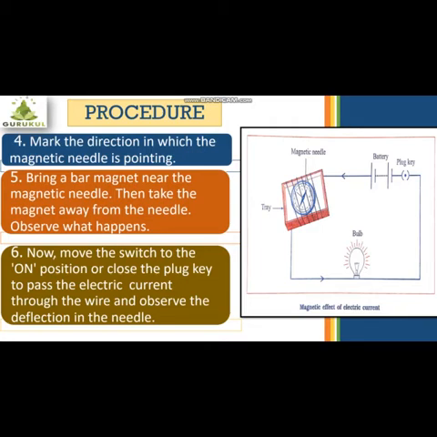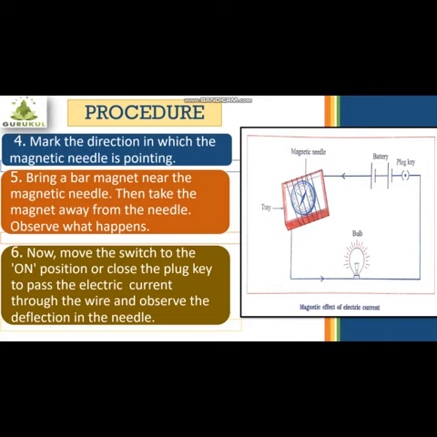Fifth step will be, I will bring a small bar magnet near the magnetic needle. First, I will bring the bar magnet near the magnetic needle, then again take the magnet away from the needle. So I will take the bar magnet closer, and then again take it away from the needle, and then I will see what happens, what is the observation.